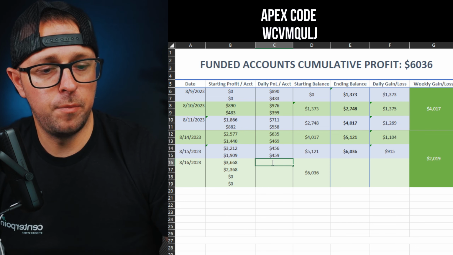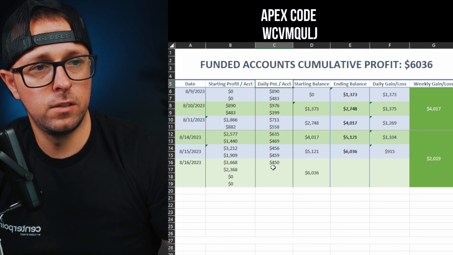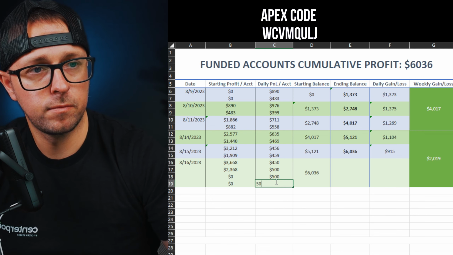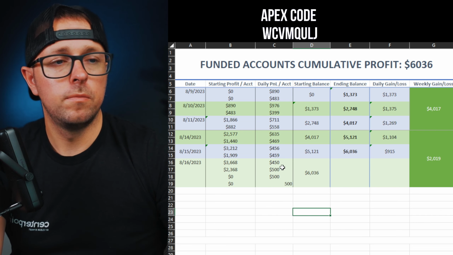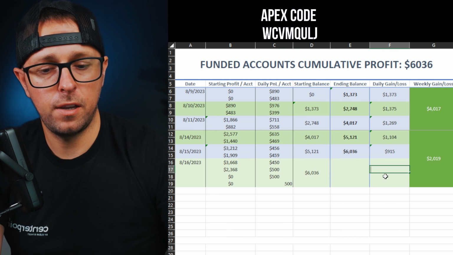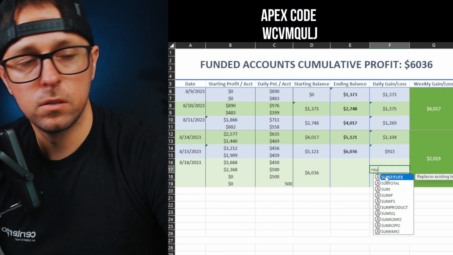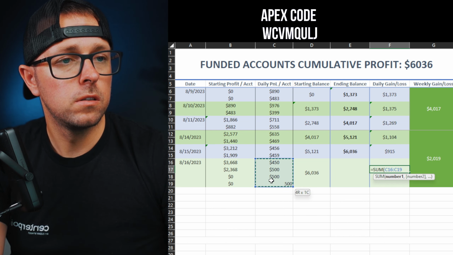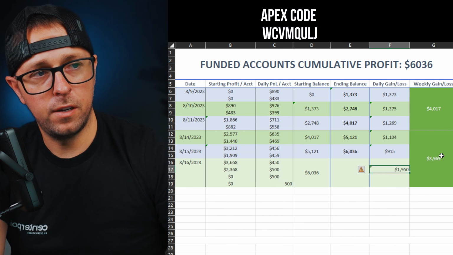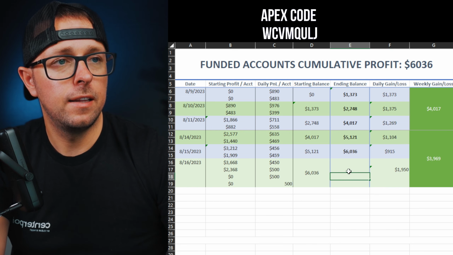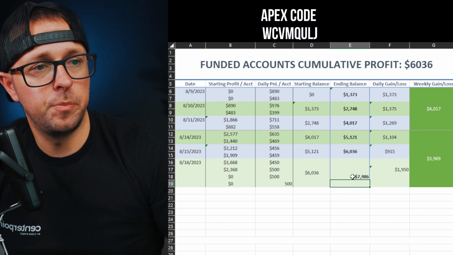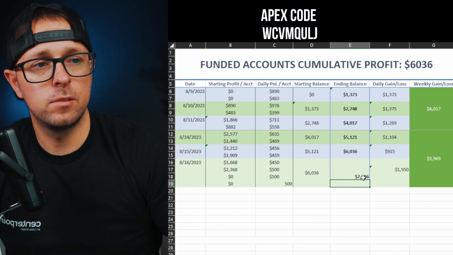So let's say I make 450 tomorrow here, 500, just to make the math easier. All right, so let's say I made 1950 tomorrow between the 4 accounts. So first I would calculate that here. So we'll calculate that. I made 1950, and then this gets automated. So that's the only thing that's automated right now. And then the ending balance, this is what the ending balance would be. So at the end of tomorrow, if I made 1950, this would be the ending balance.